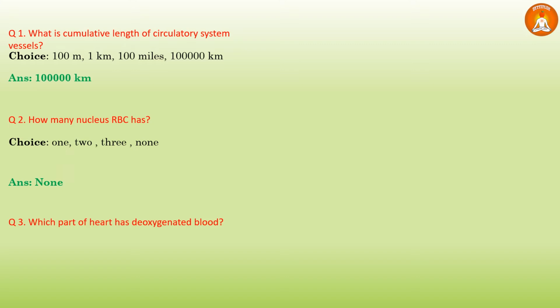Which part of the heart has deoxygenated blood? So deoxygenated blood, which is fetched from the body by veins, is thrown into the heart, and then it goes to the lungs. So that part of the heart, whether it is right, left, or both, or none of them? The answer is it is the right ventricle and right auricle which have deoxygenated blood.